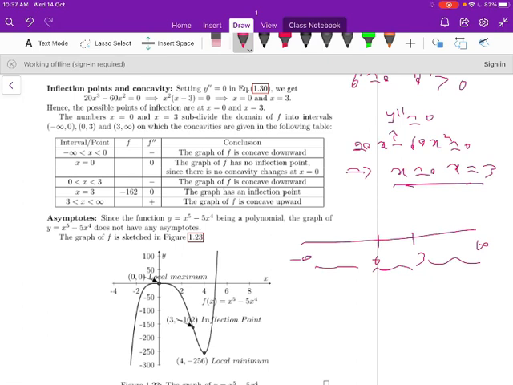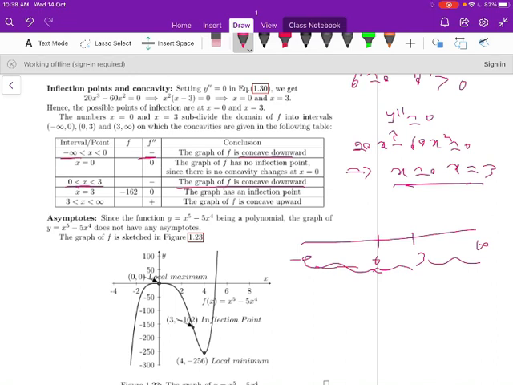So for minus infinity to 0, let us check what is f double dash. For any value between minus infinity and 0, f double dash is negative, therefore the graph of f is concave downward. For 0 to 3, any value between 0 and 3, the graph of f is again concave downward. That means for the intervals minus infinity to 0 and 0 to 3, the graph is always concave downward only.